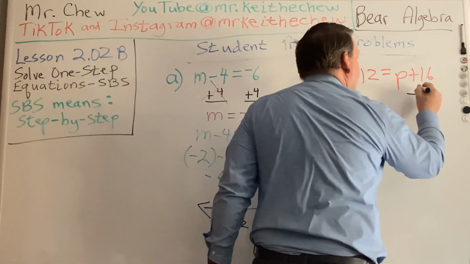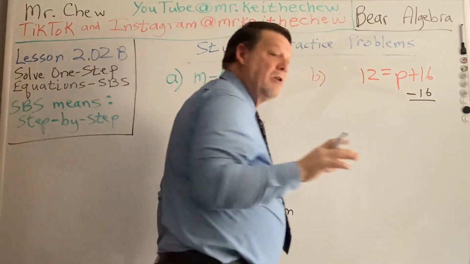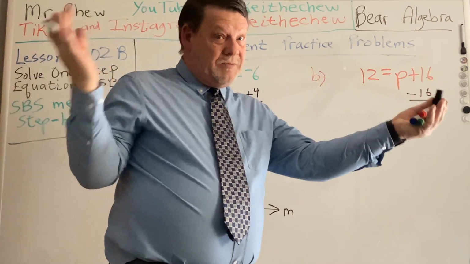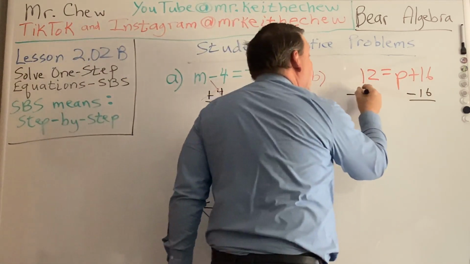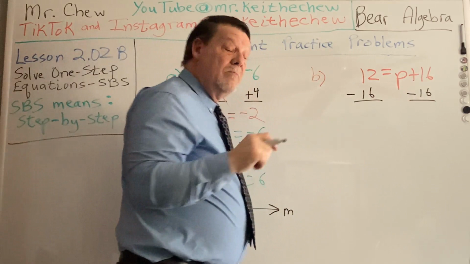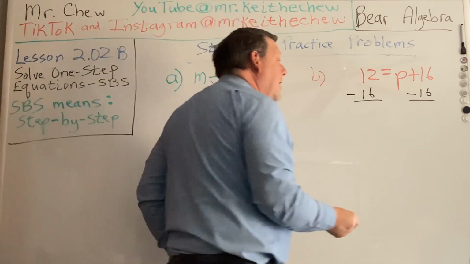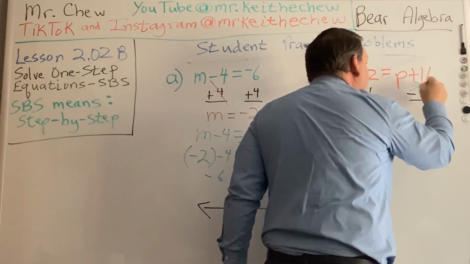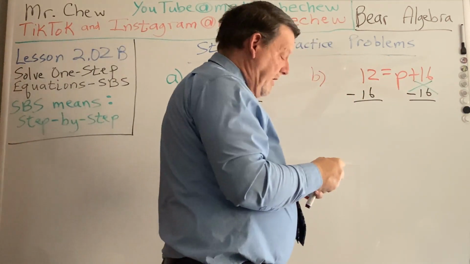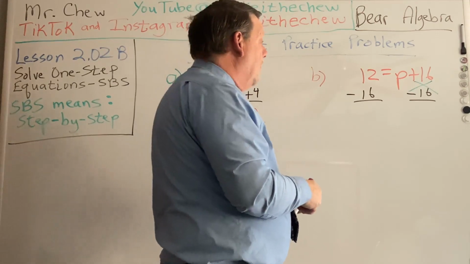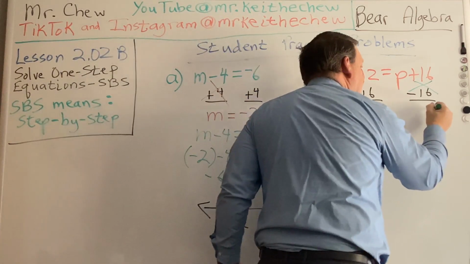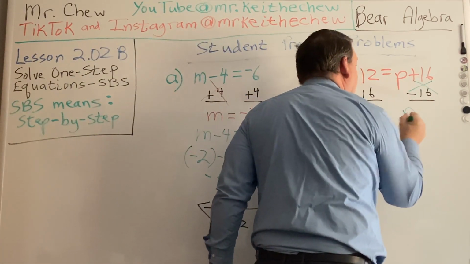It's subtracting 16. So if I subtract 16 from the left, I have to subtract 16 from the right so that the equation is still equal on both sides. What would I tell those young students of mine in middle school? This crosses out because plus 16 minus 16 is 0. So I've got a 0 here. P plus 0 is P.